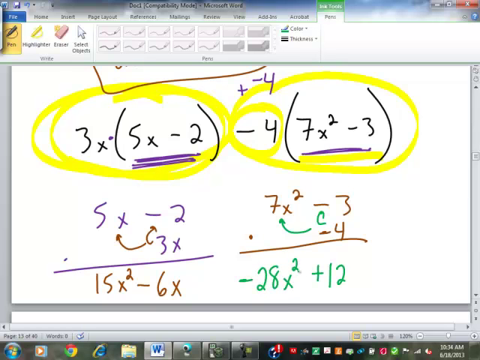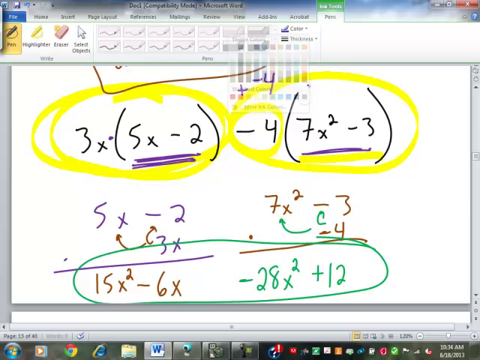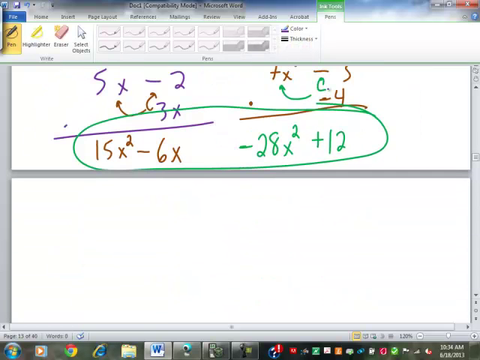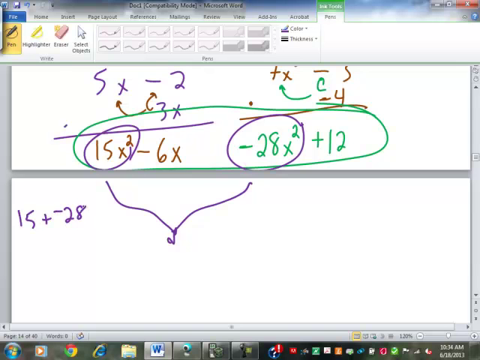Perfect. Negative 28x squared. So right now, this is what I have, but I'm not done yet. What can I still do? Yeah, I have two terms that have the same name, don't I? I have the 15x squared and I have a negative 28x squared that can be combined. What is 15 plus a negative 28?